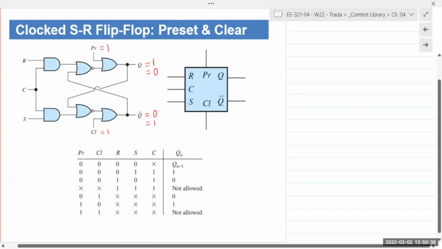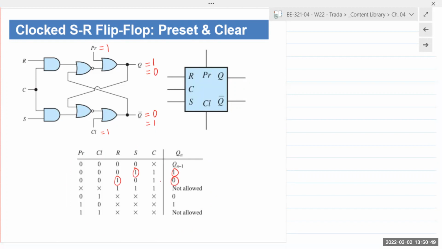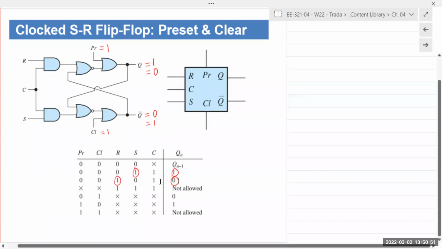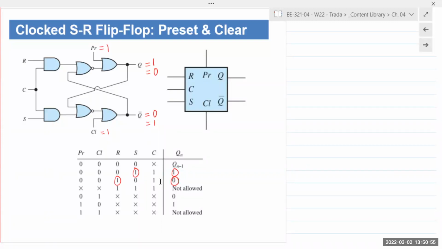When set goes 1, output Qn goes 1. When R goes 1, Qn goes 0. 1, 1 is still unpredictable, and hence we say it's not allowed. So at the basic level, it is still an SR flip-flop with just multiple inputs. Now, the reason we talk about this is because it is not just for the SR flip-flop. This is basically present in every logic circuit, right? So the preset, the clear, the clock is there in every digital circuit.